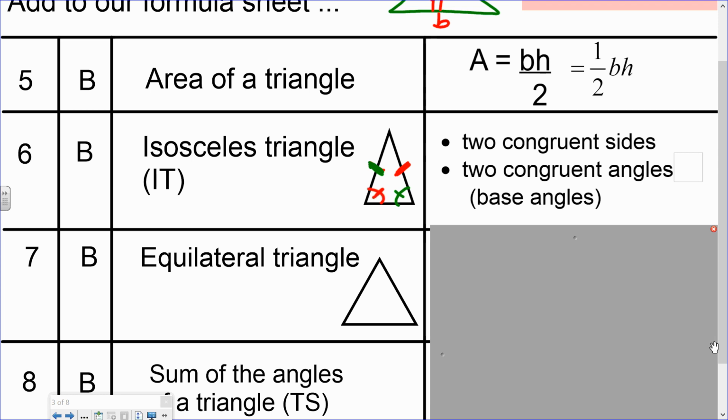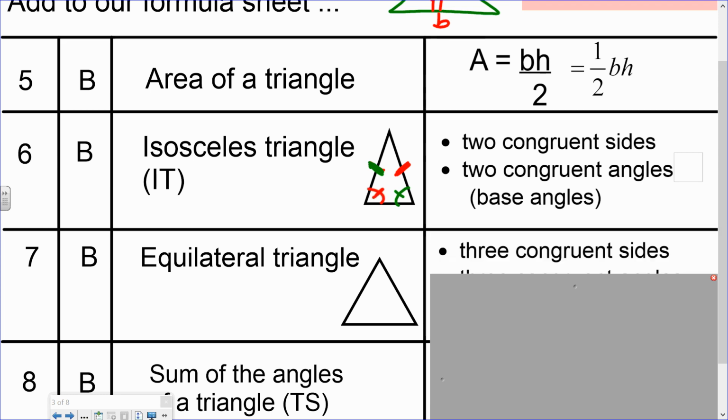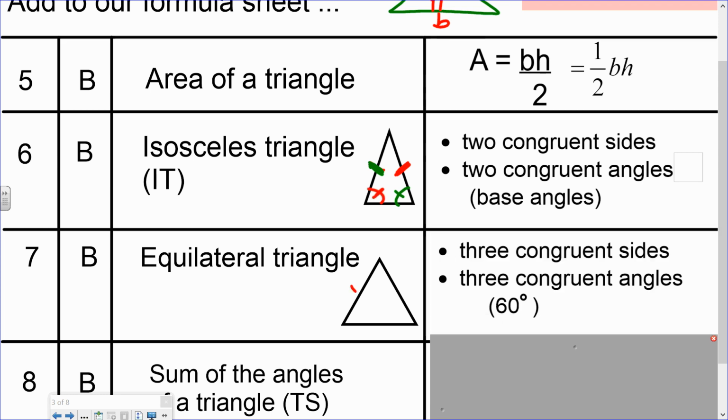If they tell you that a triangle has two congruent angles, you can say, oh, that means these other two sides have to be the same length as each other. If they tell you the sides are the same, that says, oh, I also know that the angles are the same. Equilateral triangle, all three sides are the same, and all three angles are the same, and in fact, they're all 60 degrees. Why do they all have to be 60 degrees? What do the angles in a triangle have to add up to? What is the sum of the angles in a triangle for that next one?